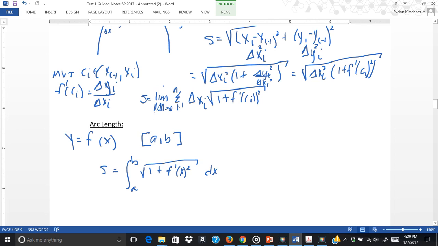Similarly, if it was x as a function of y, it would be the same thing.